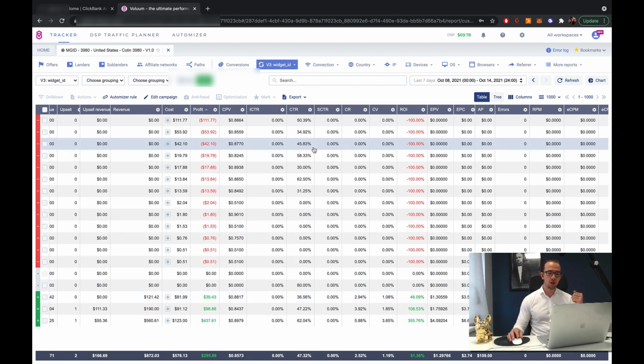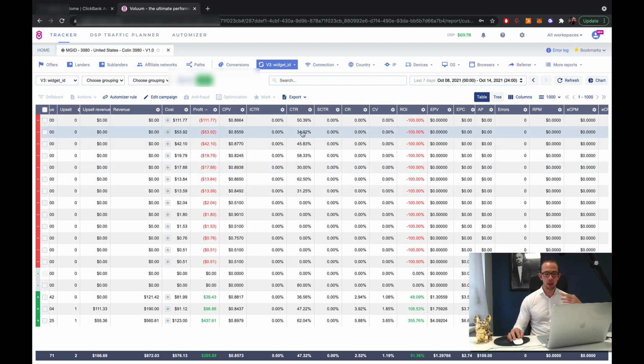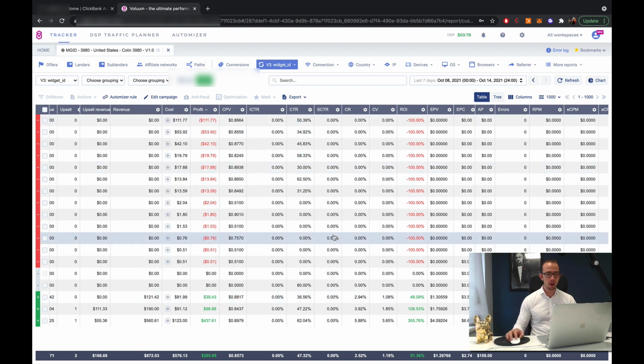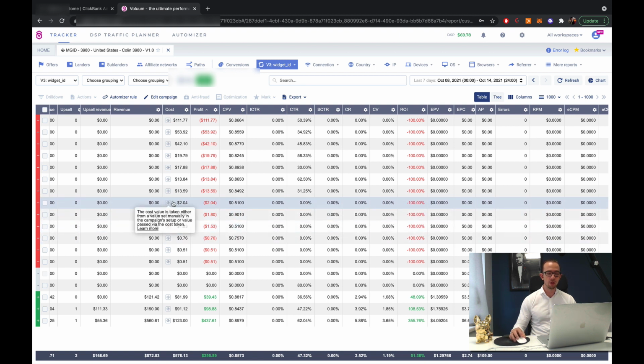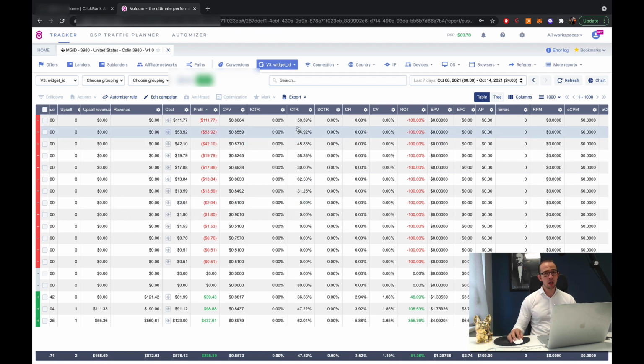So on the initial test, only 1, 2, 3 are below average. The rest is all above average, and these ones haven't really gotten any traction yet because they have received no traffic, right? So the CTR is quite an important metric.